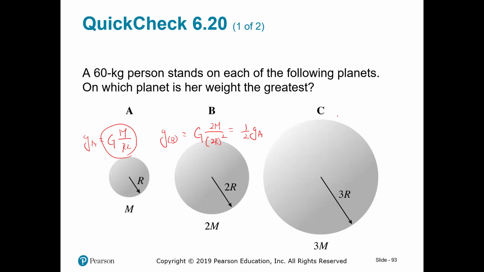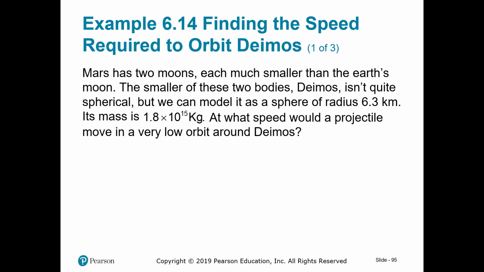And then how about number 3? gC will be G times the mass of 3M divided by 3R cubed. So now this is 1/3 times gA. So the answer is A. And then Mars has 2 moons, each much smaller than the Earth's moon. The smaller of these two bodies, Deimos, is quite irregular, but we can assume it is a sphere whose radius is 6.3 kilometers, and the mass is given. What speed would a projectile have in a very low orbit around it?